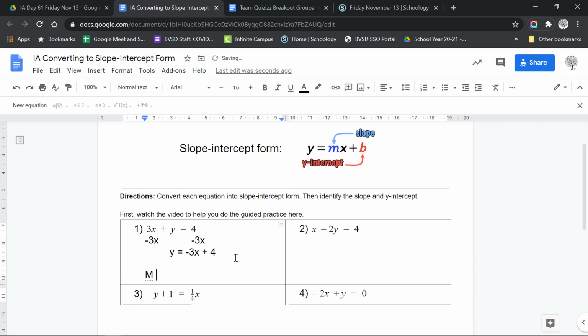So my slope, and you can type m for slope, my slope is negative 3. And my y-intercept, which we often label as b, my b is 4. So that would be useful if we had to graph it. And in this case, we're not going to have to graph it.